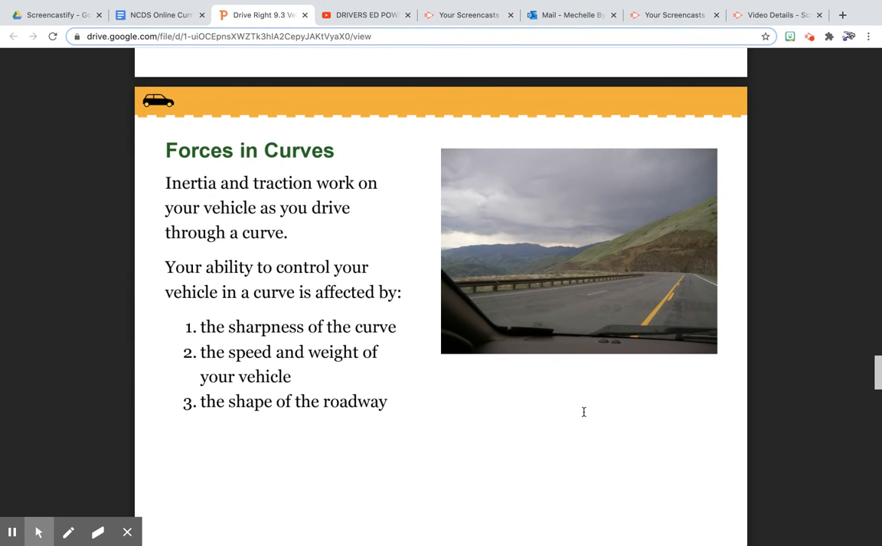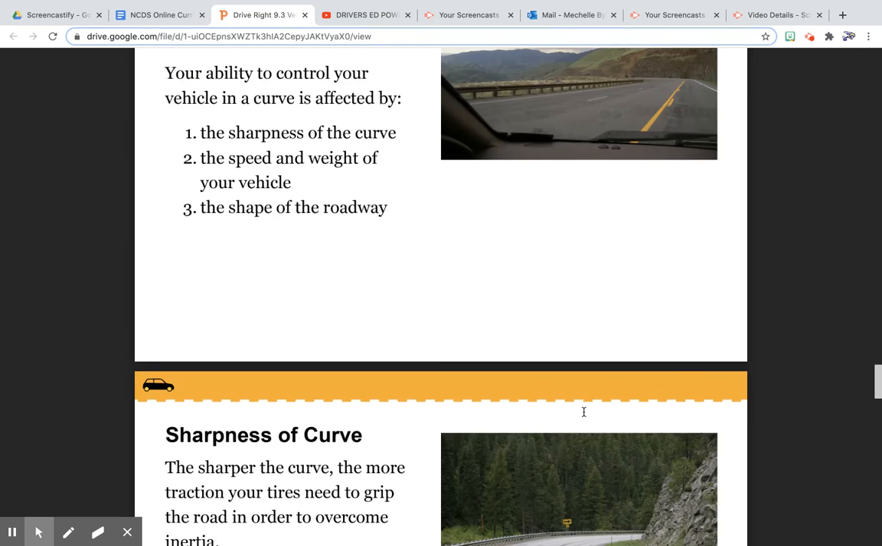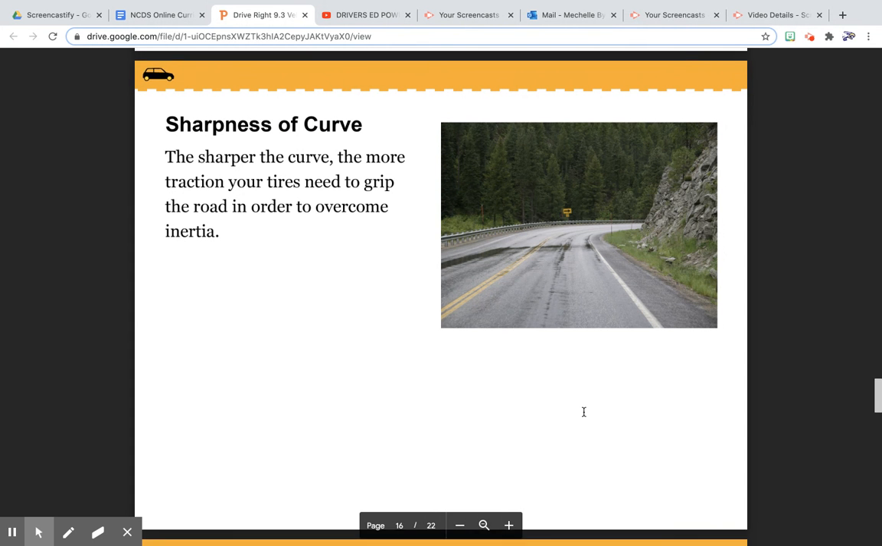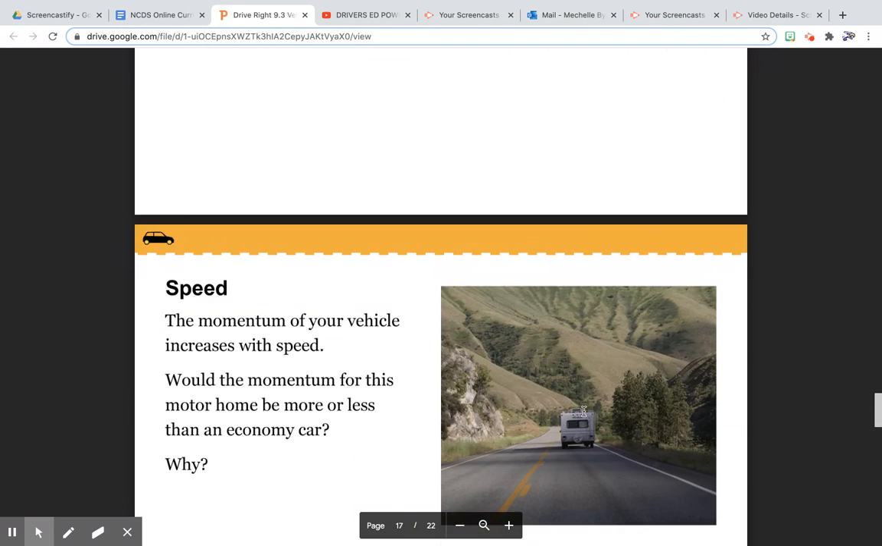Your ability to control your vehicle in a curve is affected by the sharpness of the curve, the speed and the weight of your car, and the shape of the roadway. The sharper the curve, the more traction your tires need to grip the road in order to overcome inertia.